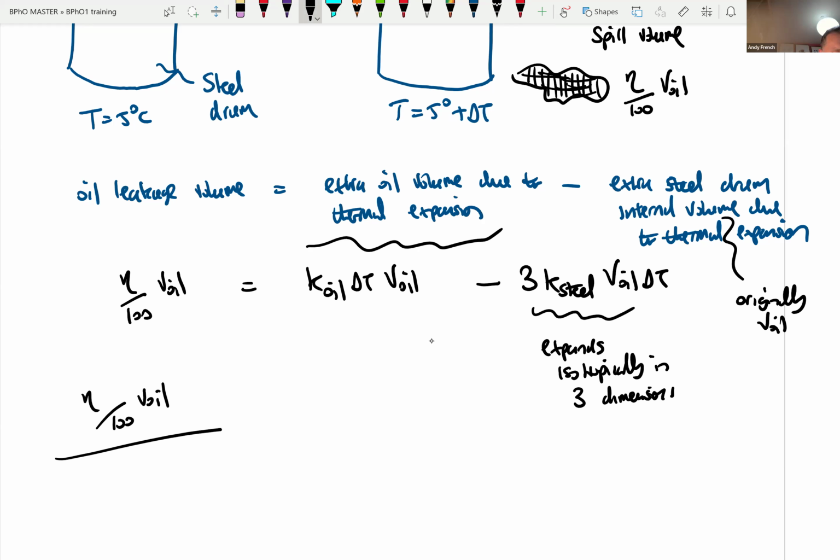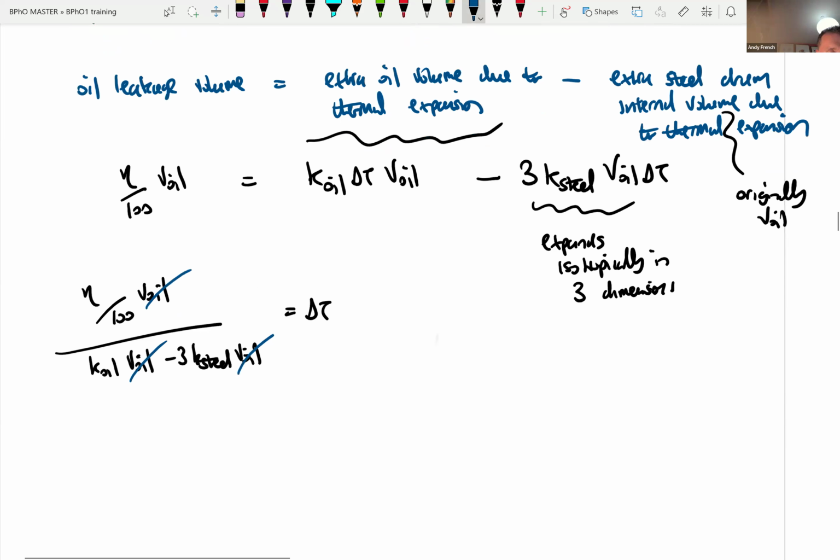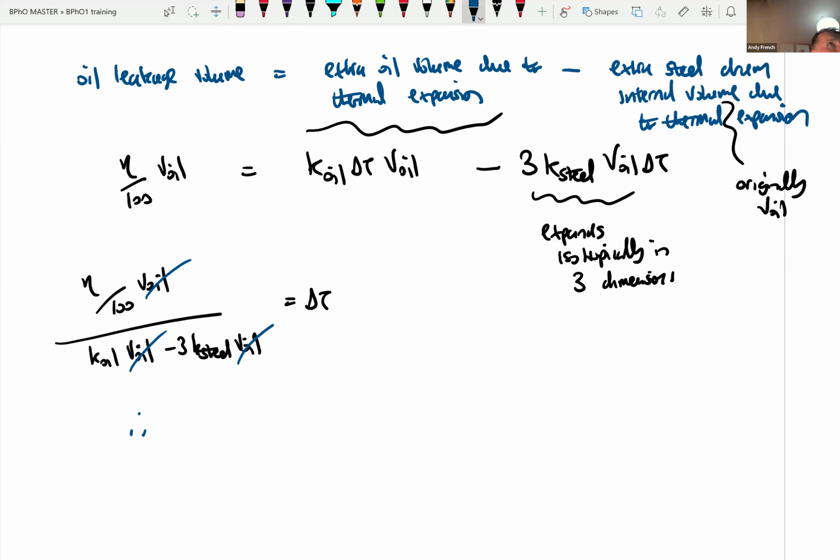And we've got K oil, V oil, minus 3K steel, V oil equals delta T. And of course, my V oil cancels rather nicely because we're not told what it is. So all we need is just the things that we've got. So therefore, what's eta? Eta is 2.4%, so we've got 2.4 divided by 100. And K oil is 7.0 times 10 to the minus 4, minus 3 times K steel, which is 1.2 times 10 to the minus 5.